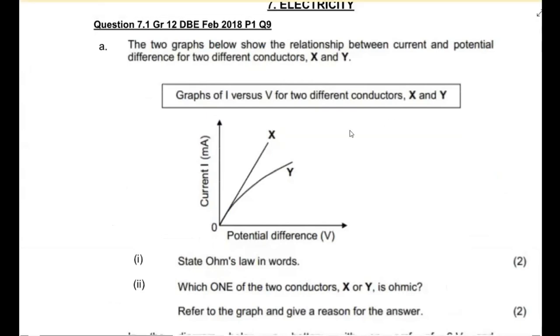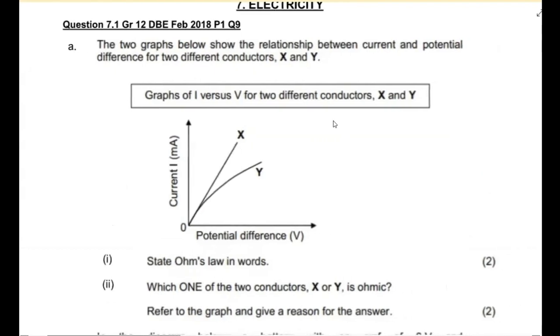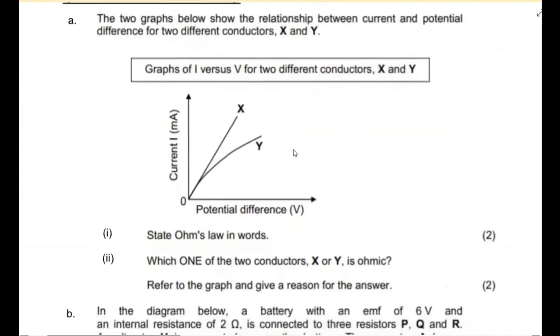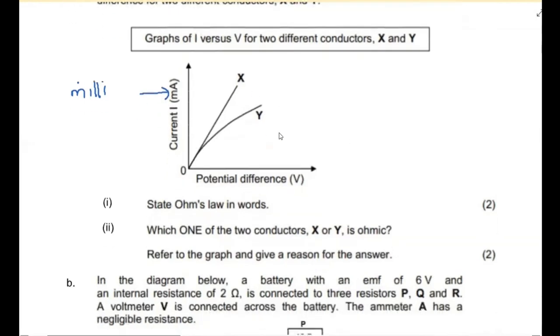Okay, the two graphs below show the relationship between current and potential difference for two conductors X and Y. So now they've plotted the current I in milliamps. Just be careful if you were actually going to read values. Remember the little m is milli, but I think you all are on top of it since you've been doing mechanics this morning. And then they've got resistor X and resistor Y.